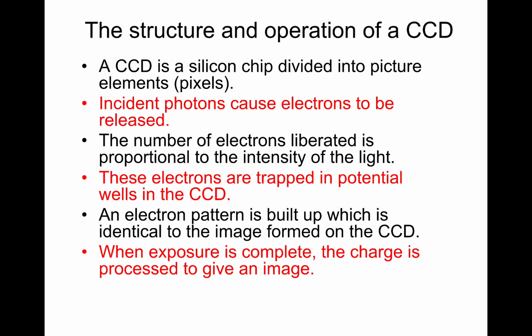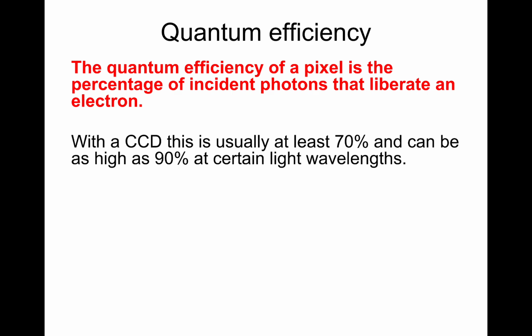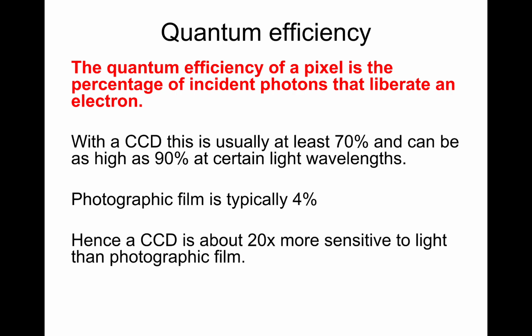Alright, let's move on to quantum efficiency. The quantum efficiency of a pixel is the percentage of incident photons that liberate an electron. With a CCD, this is usually at least 70% and can be as high as 90% with certain light wavelengths. When we compare that to photographic film, it's typically 4%. So a CCD is about 20 times more sensitive to light than photographic film.